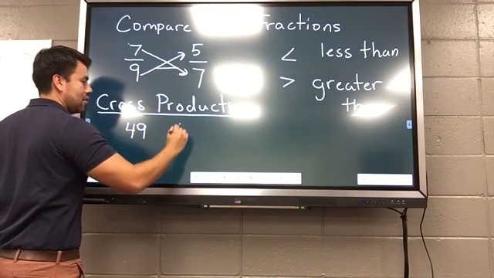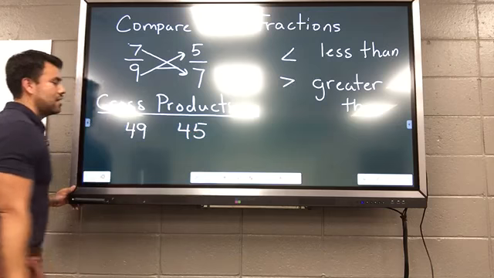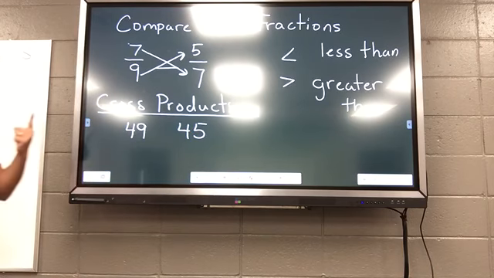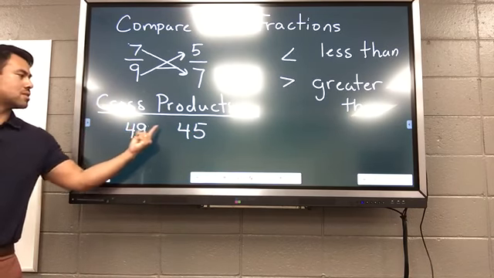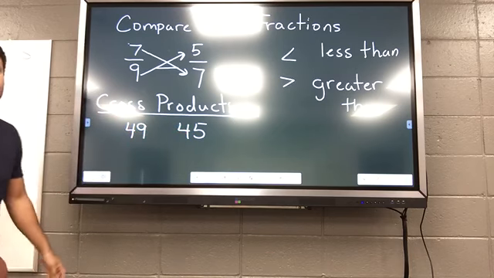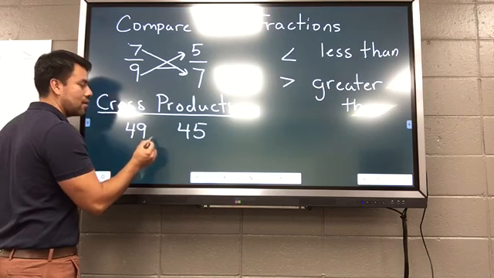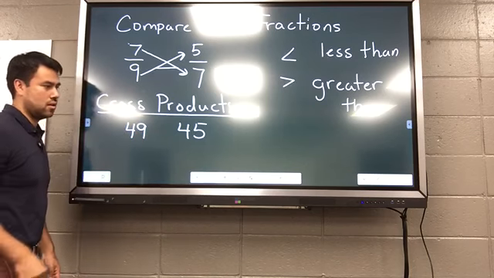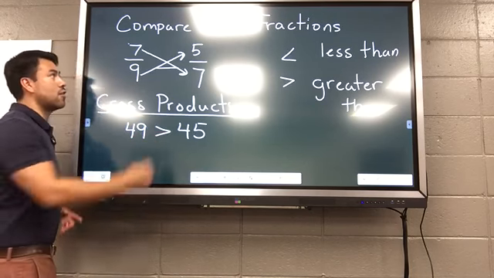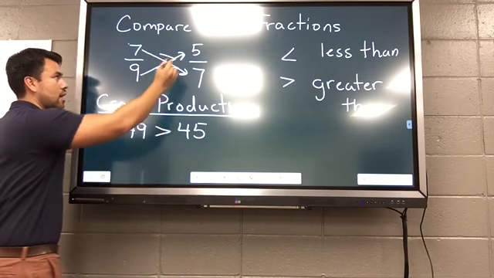9 times 5? 45. Okay, then all I have to do is say, all right, what's the comparison symbol between 49 and 45? What would I put here? Greater than or less than or equal to? Greater. Greater than, right? Therefore, this is greater than that, and that's the answer.